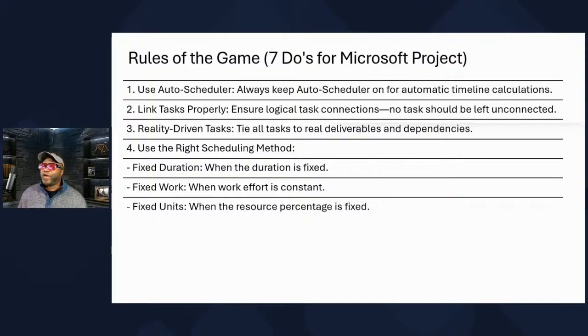Use fixed work when the work is constant. So if you have 5 people working 2 hours, 10 hours, right? Whether you have 5 people working 2 hours or you have 10 people working 1 hour, the work is fixed, right? So when we say work, we're talking about hours. Fixed units, when the resource percentage is fixed, Phil is only available for 50% of the time, and that's all you're going to get from him. Then we use fixed unit. You see why it's so tricky?